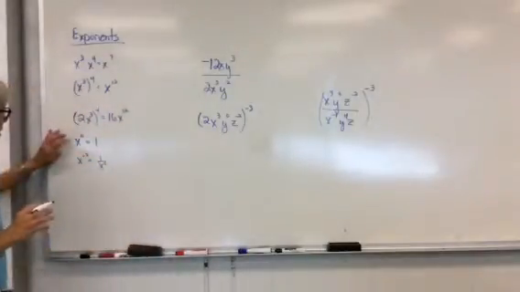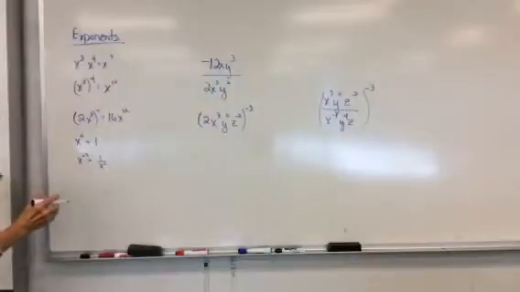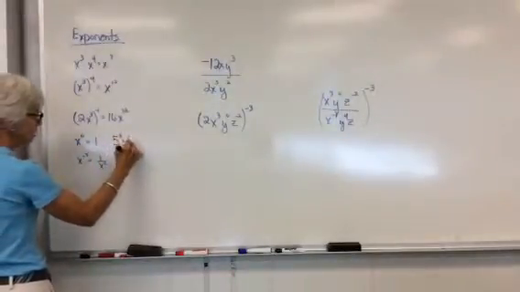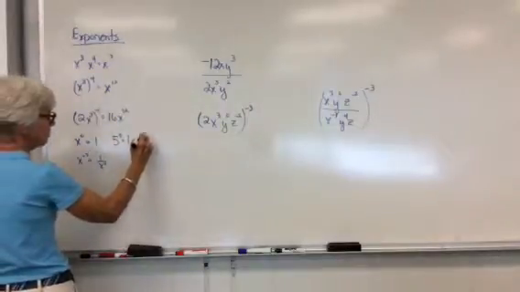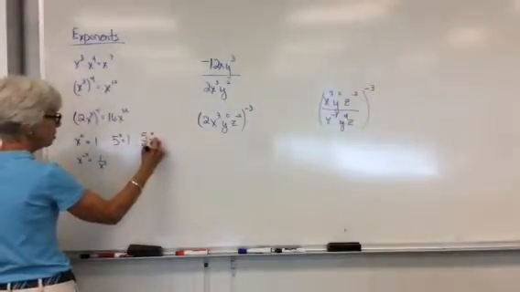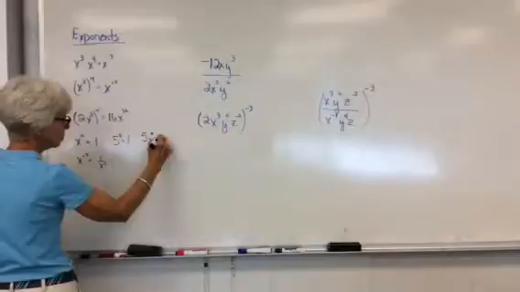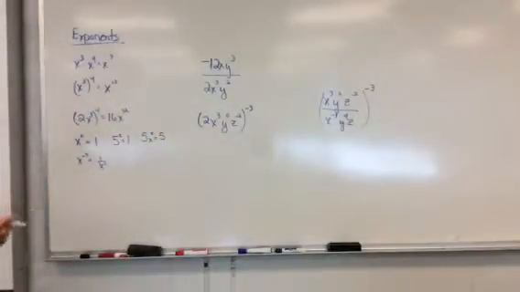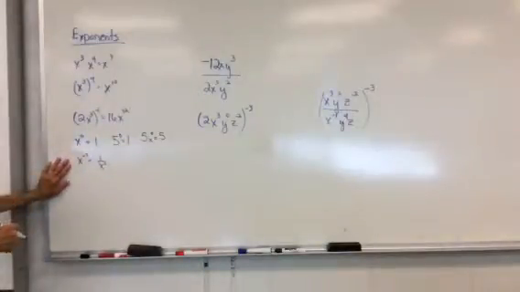Okay. X to the 0 is 1. Anything to the 0 power is 1. If you have 5 to the 0, that would also be 1. What you do have to remember is if you have 5x to the 0, that's 5 times 1, or 5, not 1, because only the x is raised to the 0 power. And x to the negative 2 is 1 over x squared.